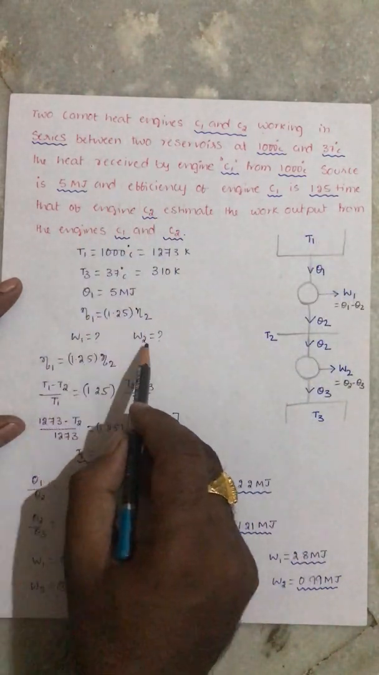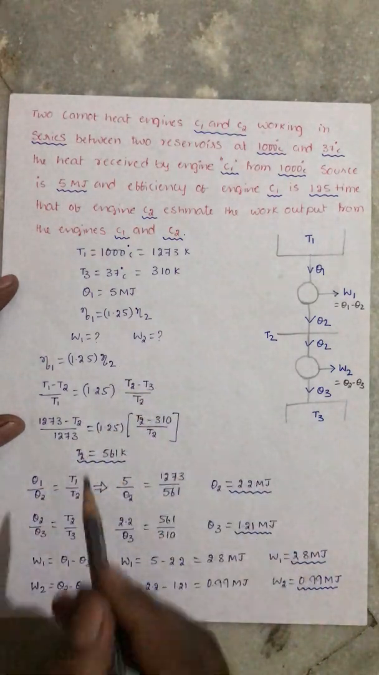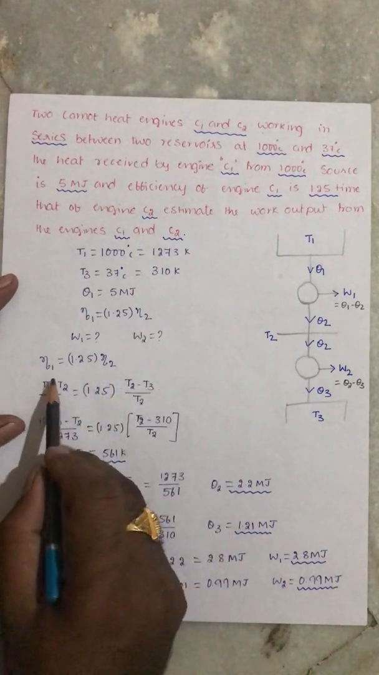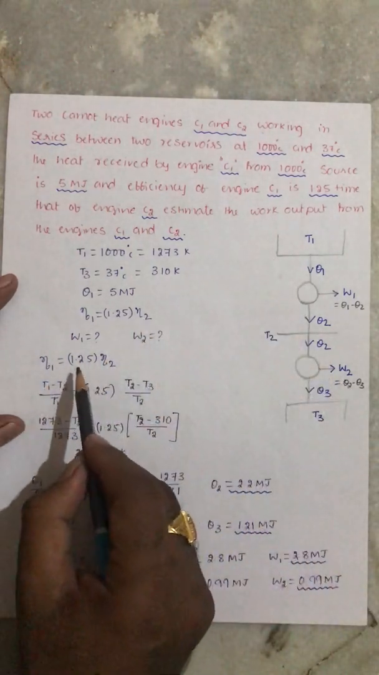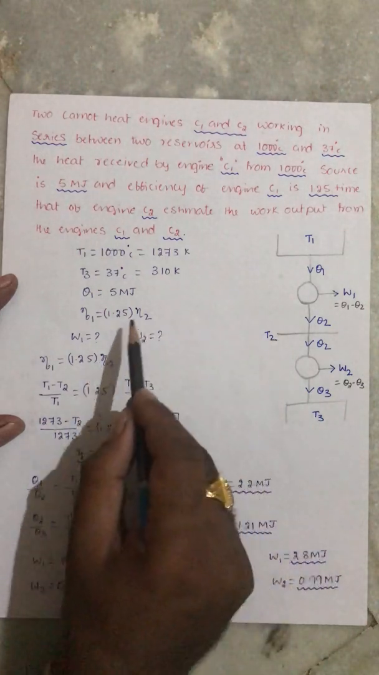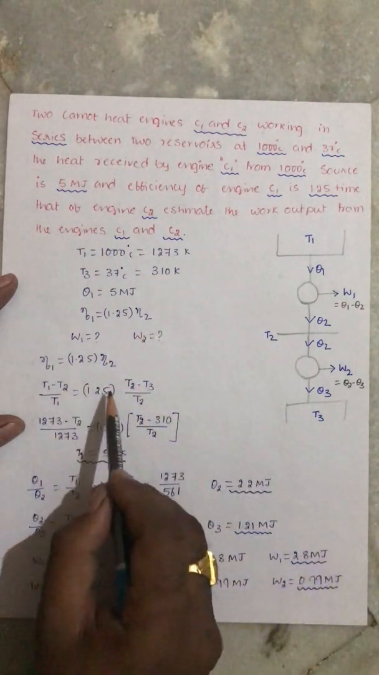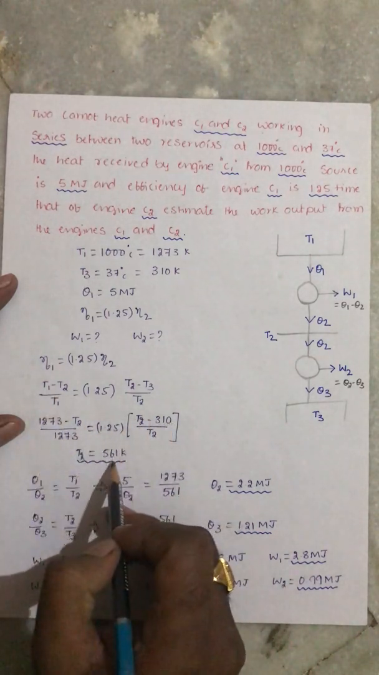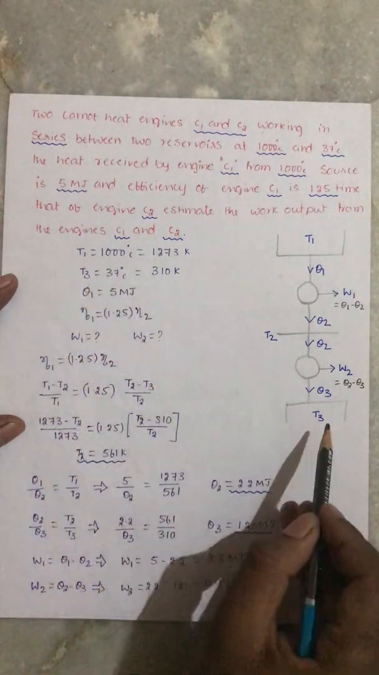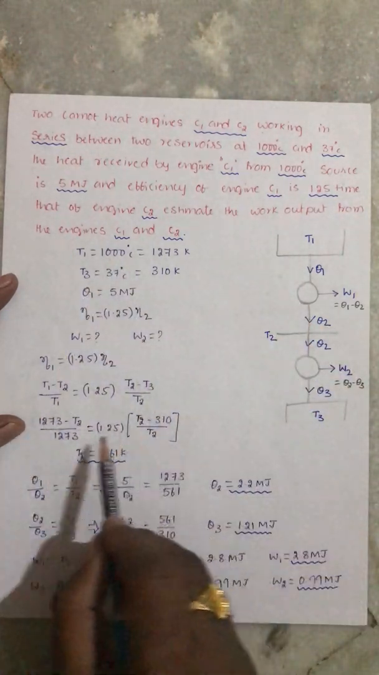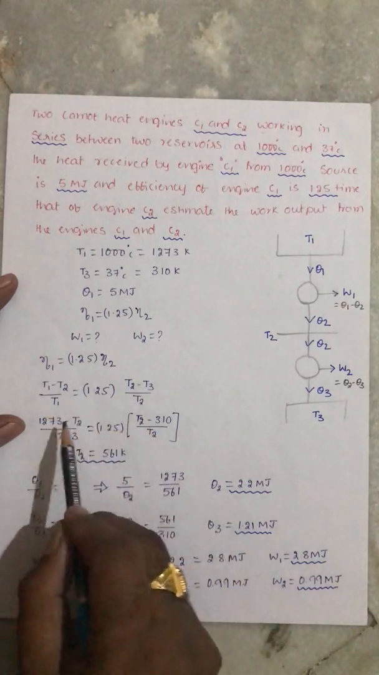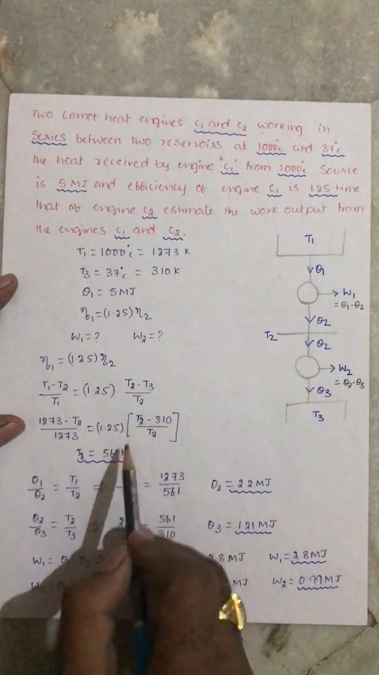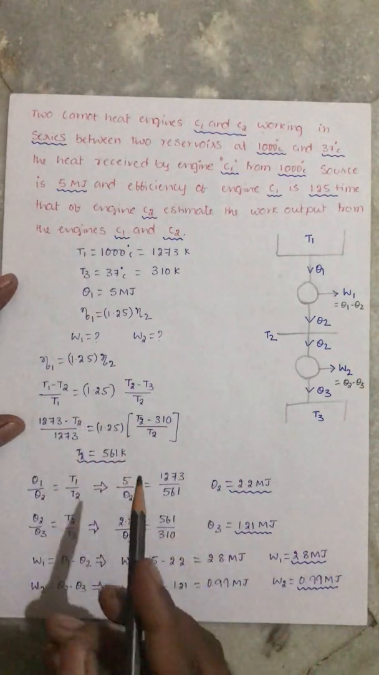That means we need to calculate W1 and W2. The statement is: efficiency 1 equals 1.25 times efficiency 2. Efficiency 1 is (T1 minus T2) by T1, equal to 1.25 times the efficiency of engine 2, (T2 minus T3) by T2. If you substitute the values of the temperatures, you will get the intermediate temperature. You know T1 and T3, but not the intermediate temperature, so from this equation, where every temperature is known except T2, T2 can be calculated, that is 561 Kelvin.